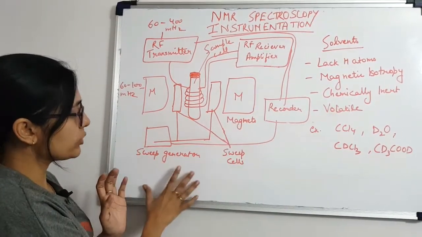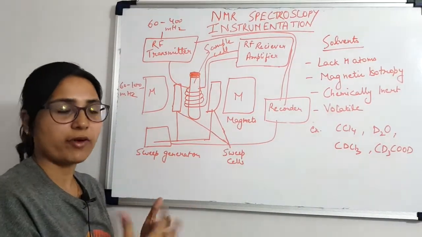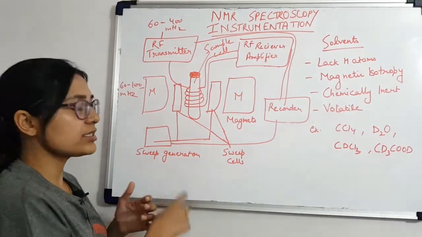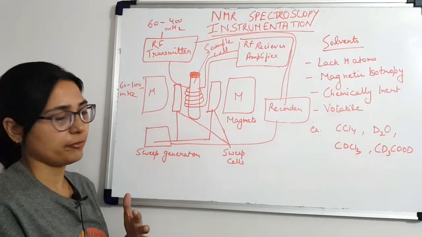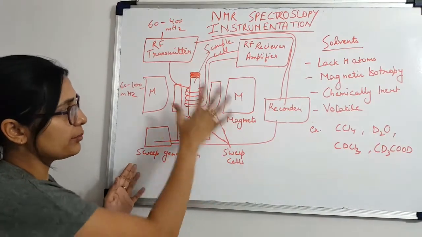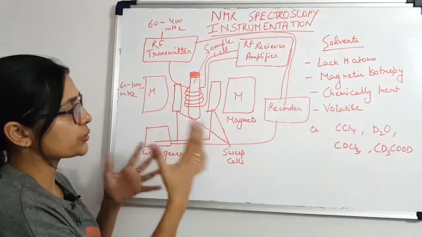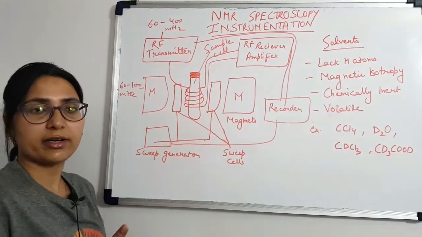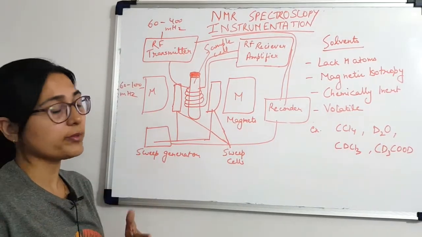Now next we have the sweep generator. The sweep generator does not provide the magnetic field, but it is required to modify the magnetic field. So it can modify the magnetic field depending on how much exposure is required. The sweep generator can modify the strength of the magnetic field.